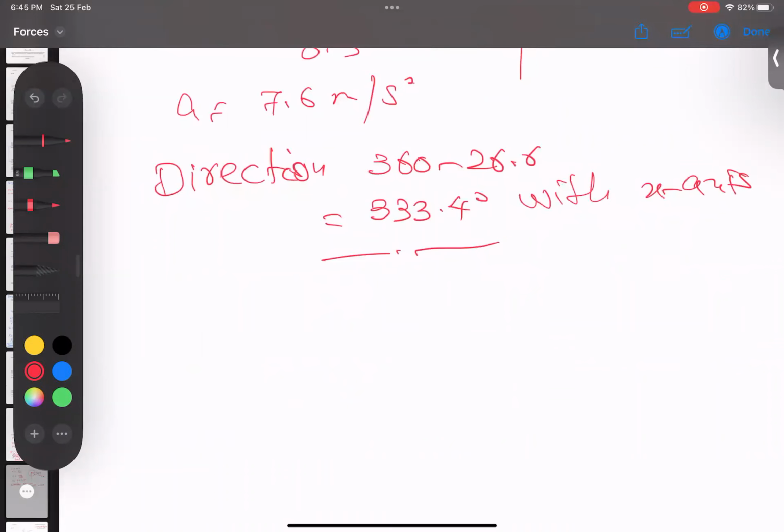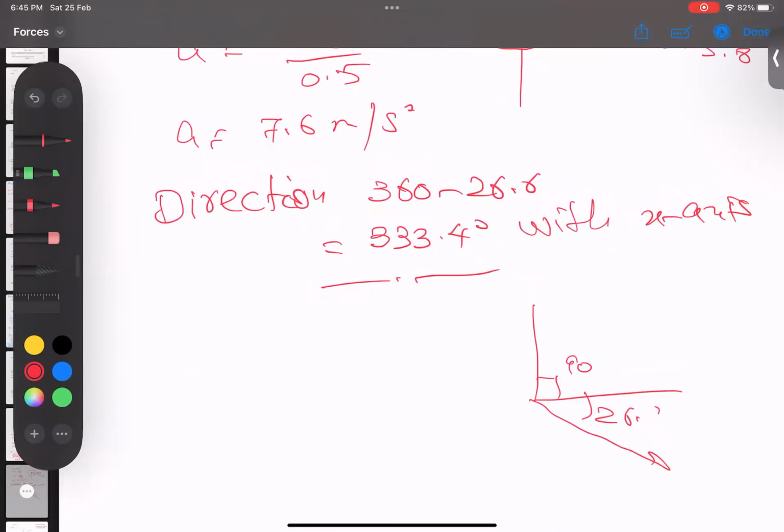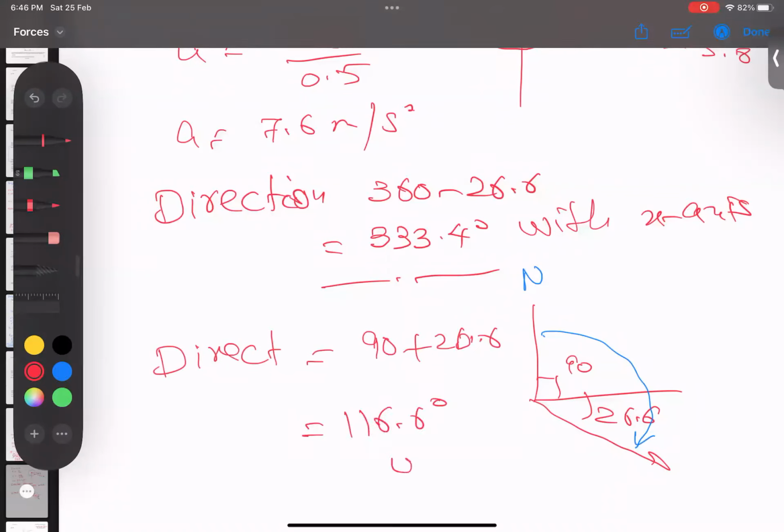Sometimes we give our answer as a bearing also. What is a bearing? The bearing concept is from north, moving always clockwise. Moving in this direction, this is 90 degrees, plus 26.6. This is the second way if you want to give a bearing, and the bearing comes to 116.6 degrees with north. So here we have the direction with the x-axis and with north. I hope the point is very clear, what I explained.